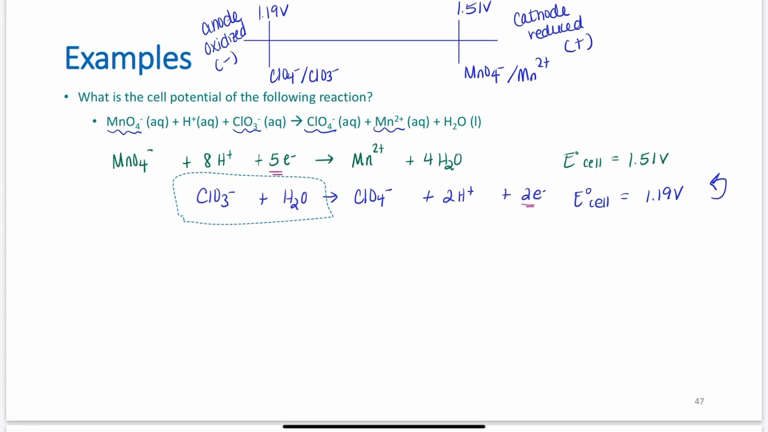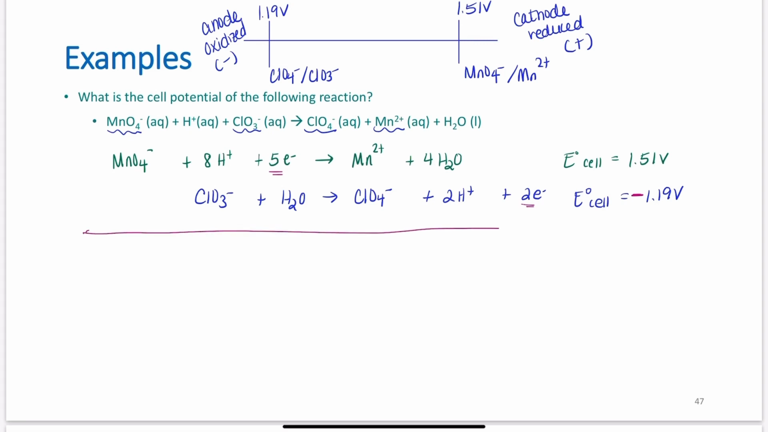So flip your equation around. When I do that, I also put a negative sign in front of here. Now I'm going to add these equations up to get my overall equation, but I have to balance my electrons. I've got 5 electrons here and 2 electrons here. They do not balance out.